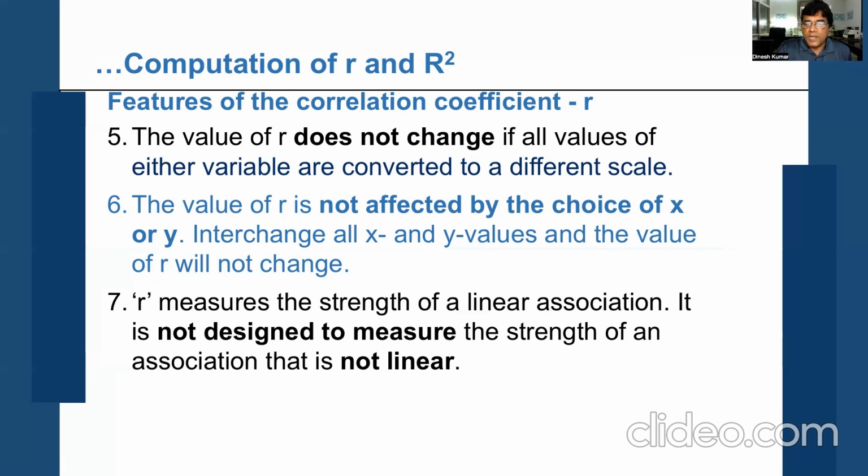R measures the strength of a linear association. It is not designed to measure the strength of an association that is not linear. So only the linear relationship is measured by the correlation coefficient. Other kinds of relationship cannot be measured by it. If you have a non-linear relationship, then you need to first linearize the equation. Then you can find out the correlation coefficient.